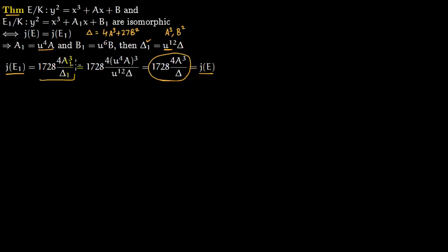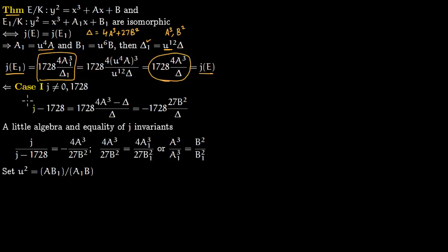So notice that this is what we are using as the j invariant. Now in the opposite direction. So the opposite direction requires slightly more work. The first case is when j is not equal to 0 or 1728. Then you take this j value and subtract 1728 from both sides.